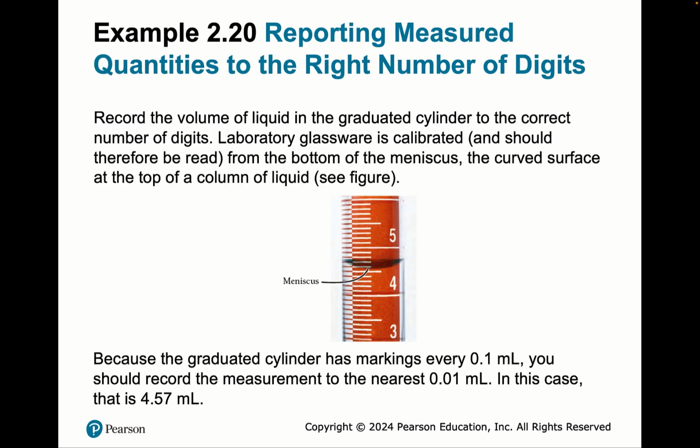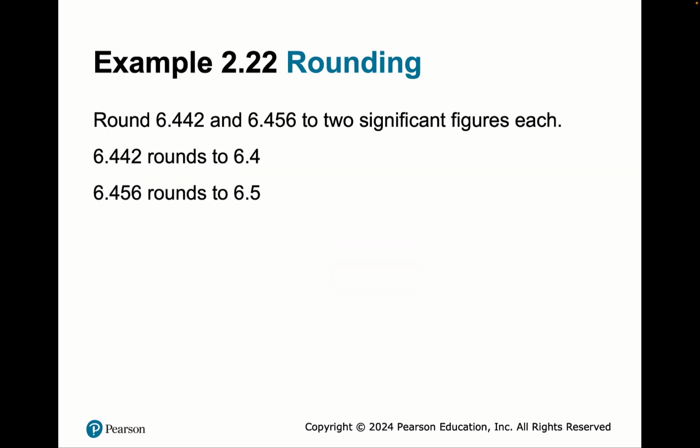So when you're reading the volume of things, that dip going down is called the meniscus, and you read at the bottom of the meniscus. So it's between 4 and 5, and that bigger line is 4.5. It's close to 4.6, but a little less than 4.6. So you can kind of guess. Just looking, I would say 4.58, but this says 4.57, which makes sense. It's a plus or minus 0.1, so that's reasonable.